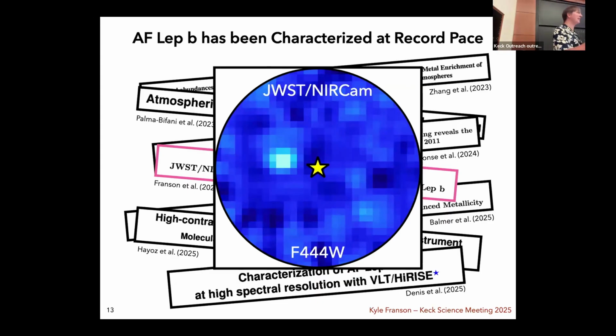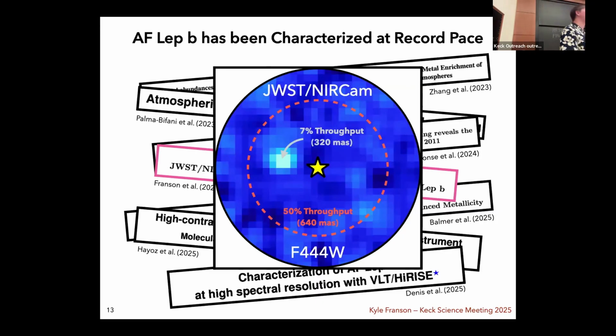And in case you're not convinced that this is a challenging detection, this is where the inner working angle of the chronograph is. So the throughput of the chronograph at this planet separation is 7%, right? We're losing more than 9 out of 10 photons to the chronograph that we used here. It also occurred to me during Chaz's talk, by the way, that this is a really clear demonstration of JWST science that has stemmed from NASA Keck time.